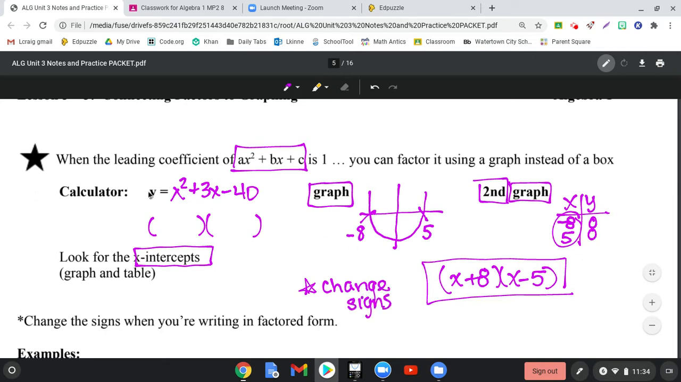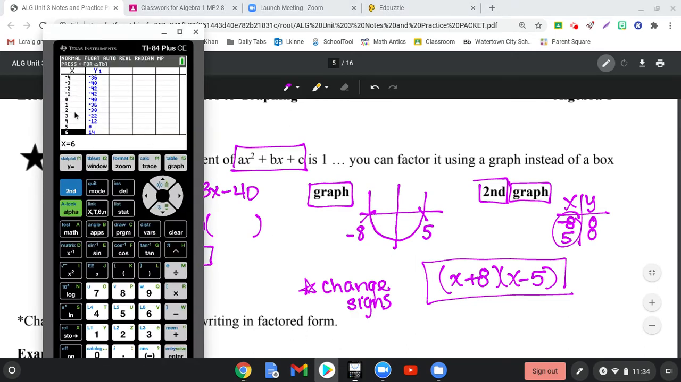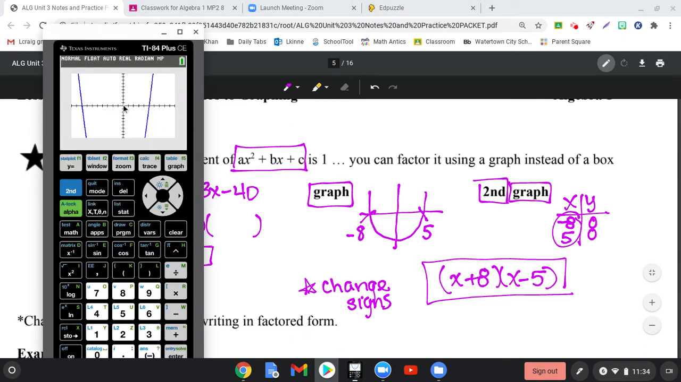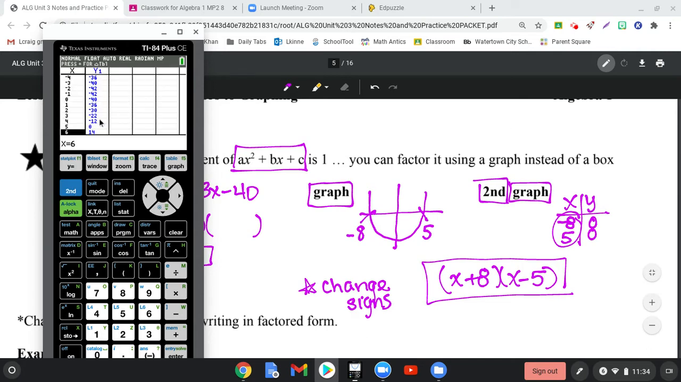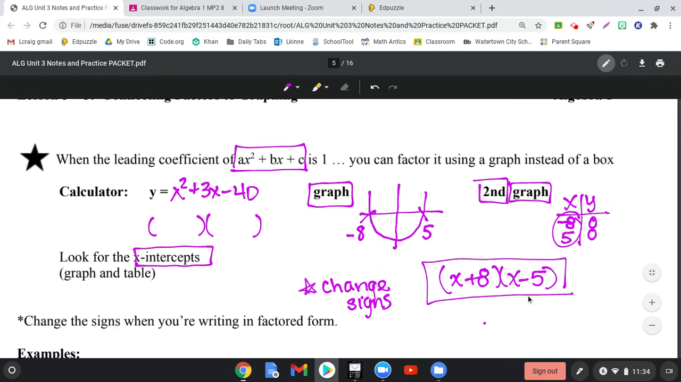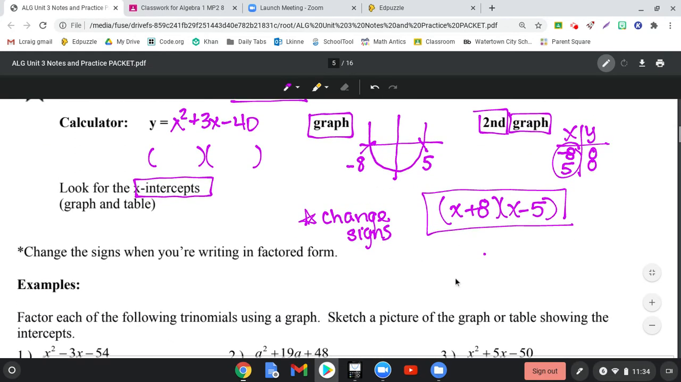So again, you just typed it into y equals. Hit graph to see where it crosses. If you can't tell where it crosses, hit second graph to go to the table and find where the zeros are. And then change the signs when you write them down. And that's all you have to do.